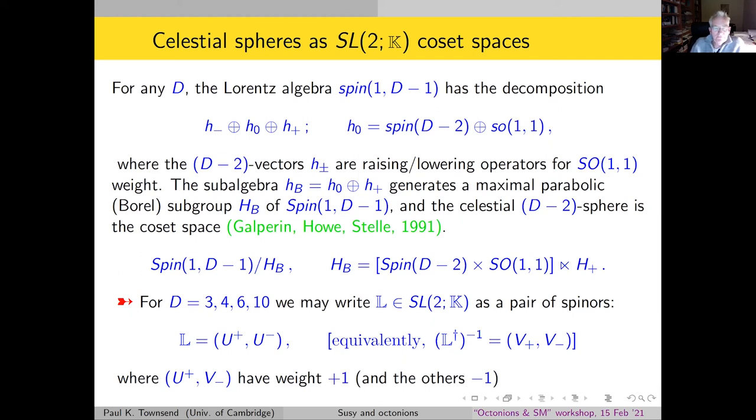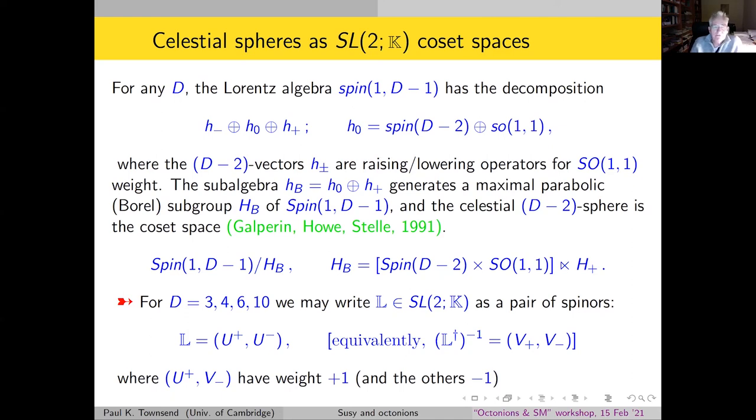And this idea was developed in 91 by Galperin, Howe, and Stelle. And so at the level of the group, of course, you basically divide out by the group. So that's this group here, and then it's a semi-direct product with this H plus part. And the point is that now that's in general dimension, but in 3, 4, 6, and 10 dimensions, again, it's special because you can write an element of the Lorentz group as a pair of spinors, rather similar to what we've been doing for the moment.